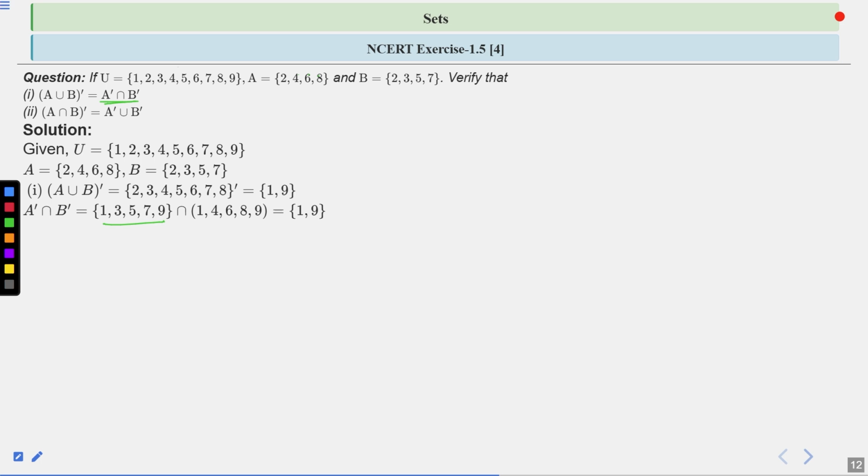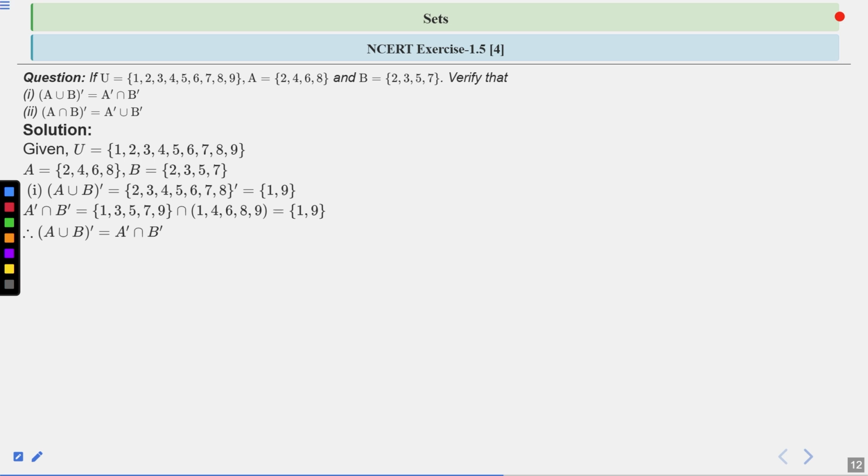Now B complement will be: eliminate 2, 3, 5, 7 from the universal set. The collection of leftover elements will be your B complement set. Okay, now the intersection means collect the common elements from both sets. So common elements: 1 belongs to both, 9 belongs to both. So the intersection will contain exactly two elements, which are 1 and 9. And as you can see, both A union B whole complement and A complement intersection B complement give me the same set. So both are equal.